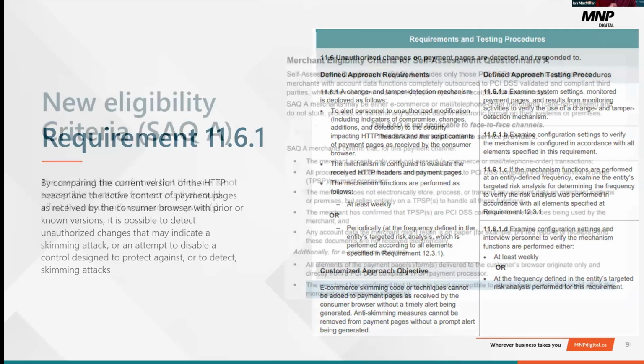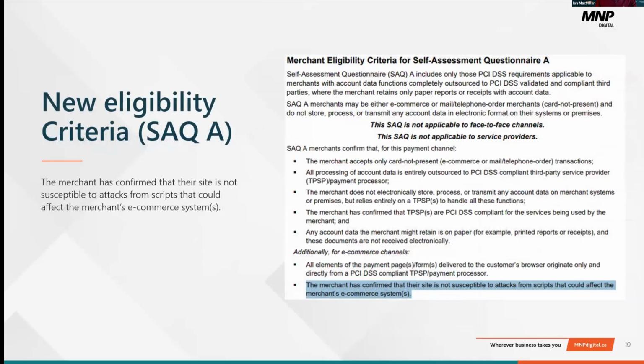There is a little bit of a quirk to this. Originally, when version 4 came out, the PCI Council included 6.4.3 and 11.6.1 in the SAQ A and then walked that back. In January, they made an announcement that they were going to remove 6.4.3 and 11.6.1 from the SAQ A, but they did introduce a new eligibility criteria. This has caused a little bit of noise in the QSA world because we've been trying to figure out how to interpret this. The new eligibility criteria for the SAQ A is highlighted here on the right.